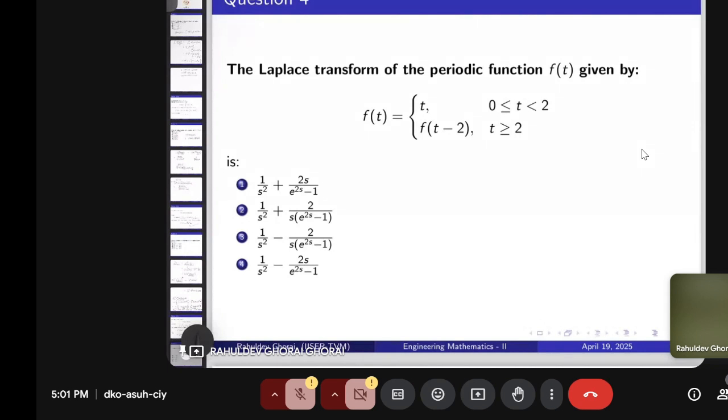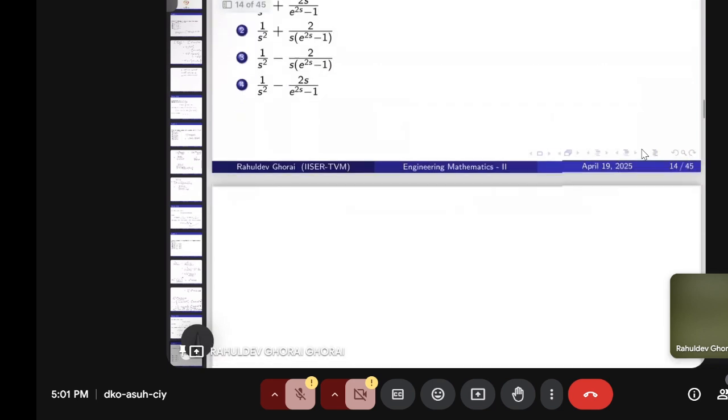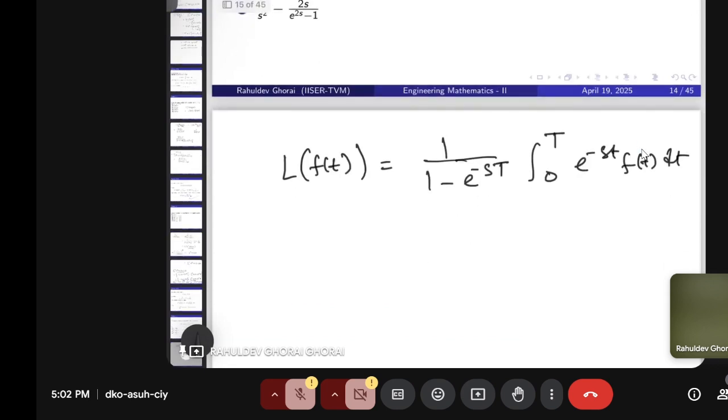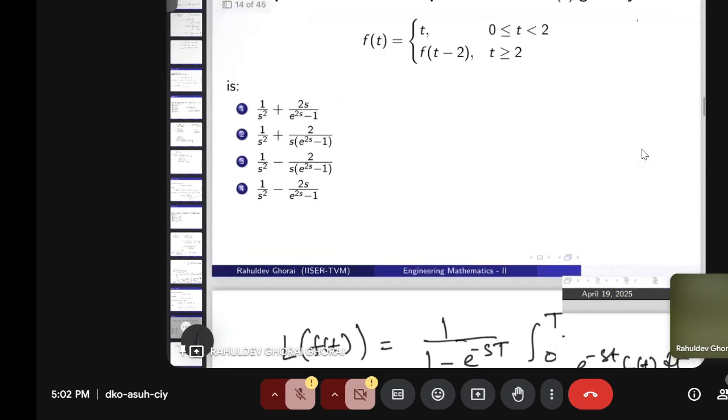So for the periodic function, L of f(t) will be 1 over 1 minus e to the power minus sT, times the integral from 0 to T of e to the power minus st f(t) dt. Usually it was up to infinity, right? But for a periodic function it reduces to this, and T is the period. In this case the period is 2, you see.